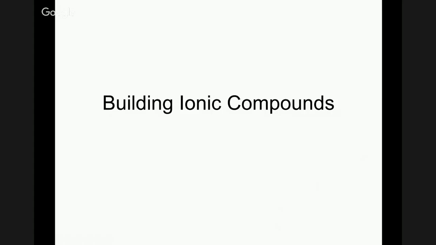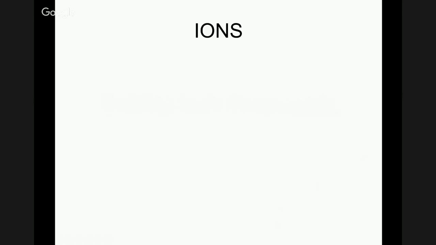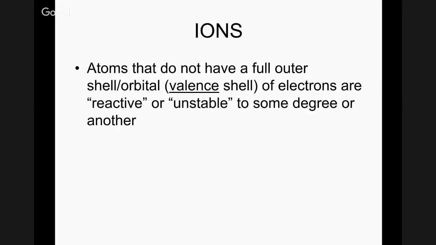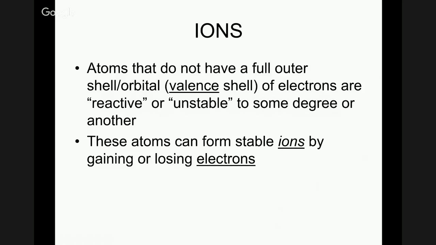Today's lesson should be review from grade 10, but it's all about ionic compounds. So really quickly, atoms that don't have a full outer shell are reactive, or they're unstable to some degree or another. And that shouldn't be new information. Everything but the noble gases can't just be atoms all on their own. But we know that these atoms can form stable ions by gaining or losing electrons.